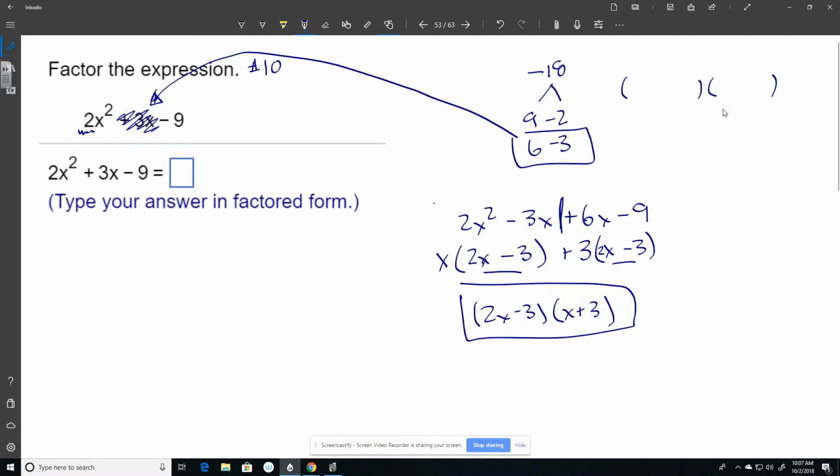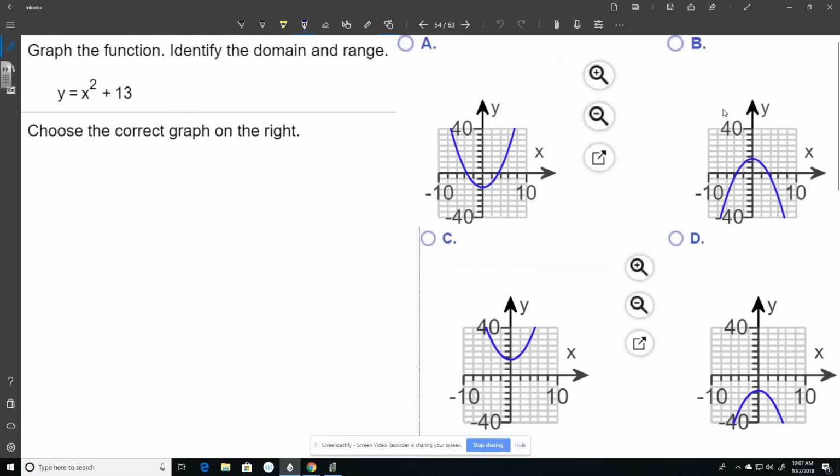Okay, the rest of the questions should be from the test that you just took this week. So number 11 here. Graph the function, identify the domain and the range. So x squared plus 13, it wants you to graph it. So we just need to pick the correct one over there.